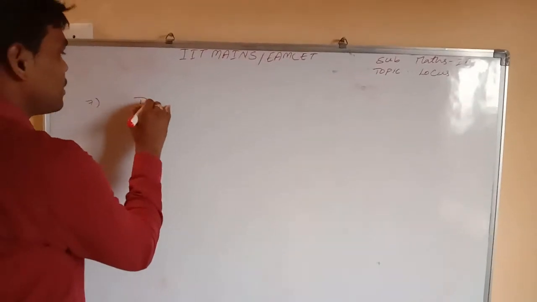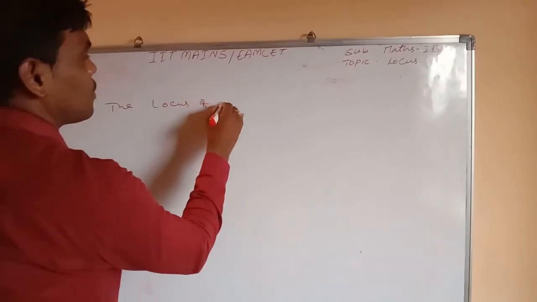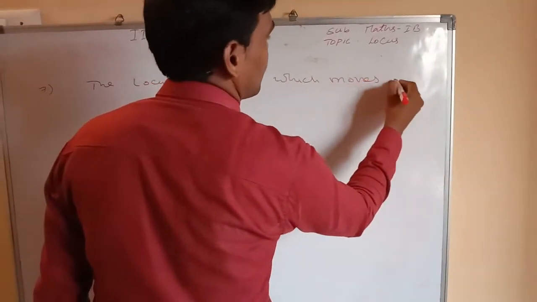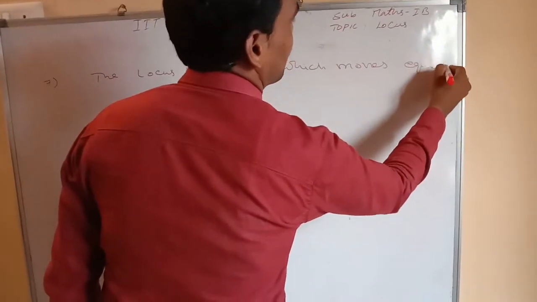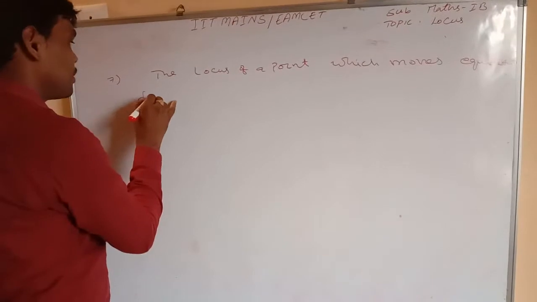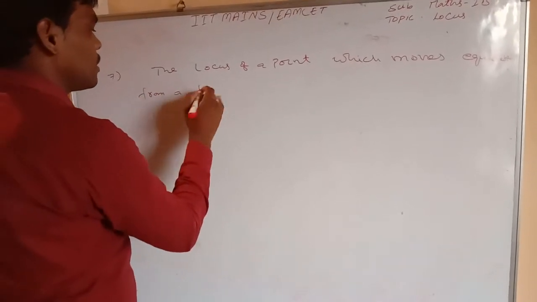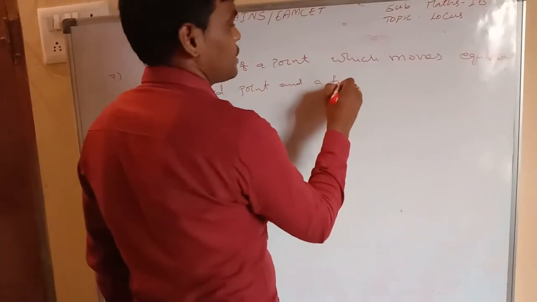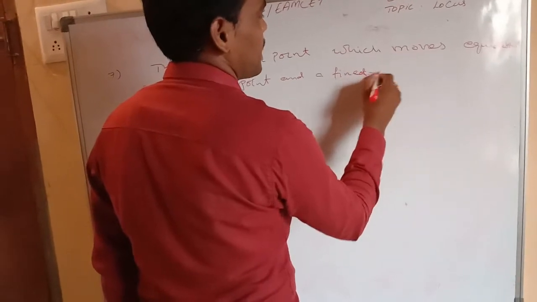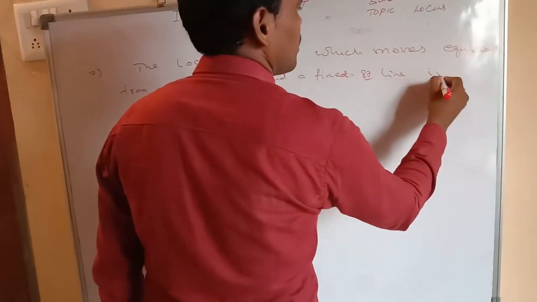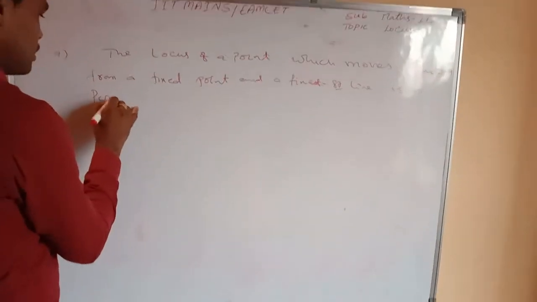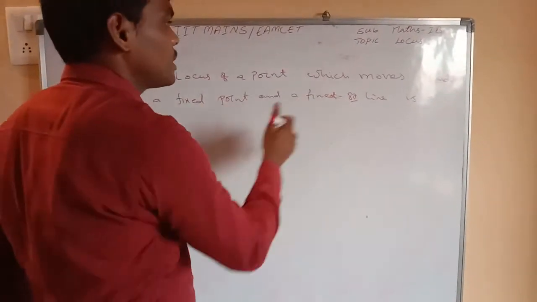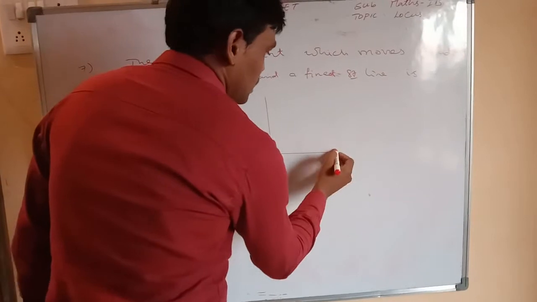The locus of a point which moves equidistant from a fixed point and a fixed straight line is a parabola. That means the locus of a point which moves equidistant from a fixed point and a fixed straight line is called a parabola. Now the diagram.